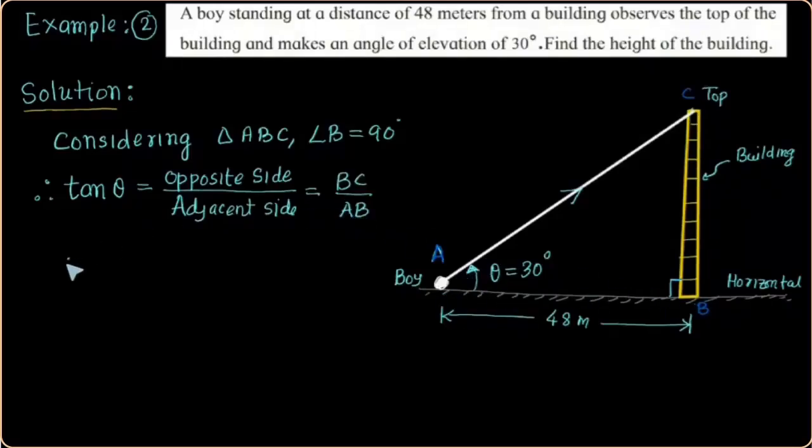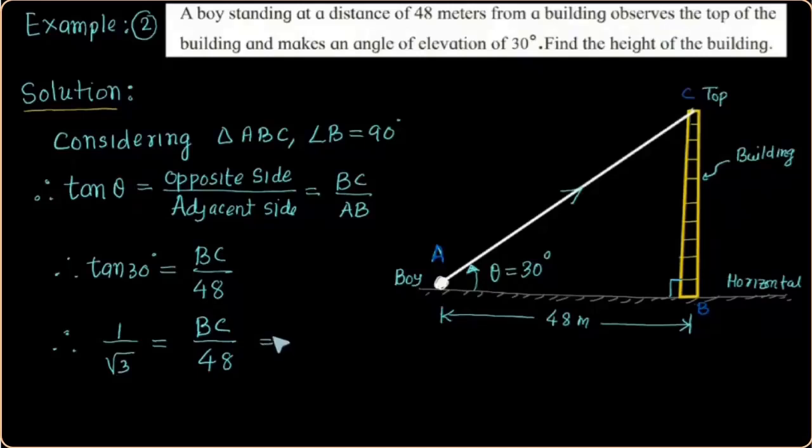So now theta is the angle of elevation, so tan 30 degrees equals BC, which is not known. We have to find the value of BC, friends, because the height of the building we have to calculate, and AB is given as 48 meters. The value of tan 30 is 1 upon root 3. These values should be known to you. There are a few standard trigonometric ratios whose values should be known to us. So tan 30 is 1 upon root 3, and BC divided by 48.